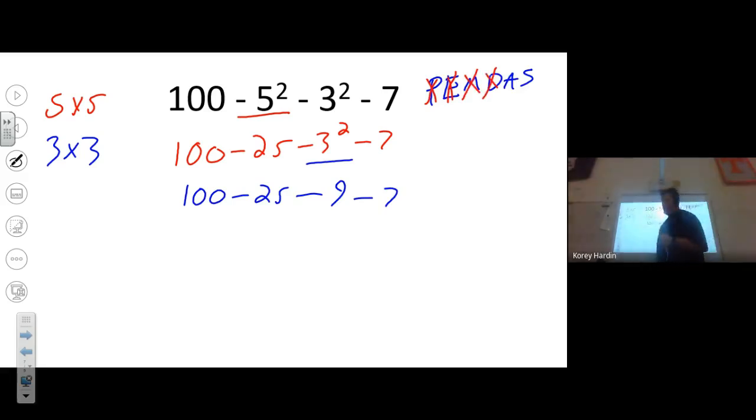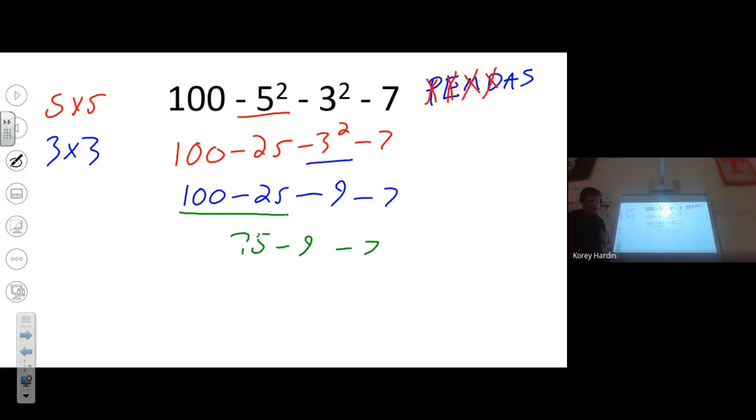Remember, adding and subtracting you do from left to right, however. Okay? Adding and subtracting you do from left to right. So what I'm going to do is 100 minus 25. If I think about it in quarters, that's going to be 75 minus 9 minus 7. Okay. Next step, left to right. 75 minus 9. If I take 75 and I subtract out 9, I'm going to get 66. So 66 minus 7. Still got to go, okay?